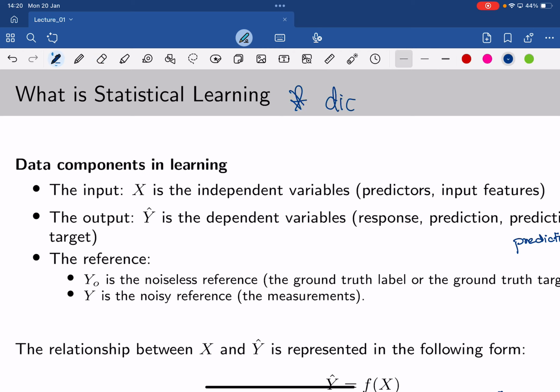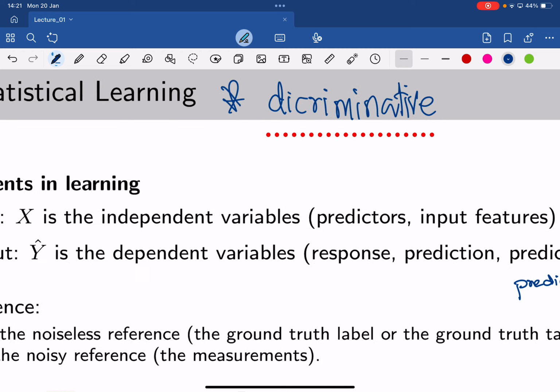When I say it's a discriminative model, as I mentioned before, the output should be within a range. It could be classes, it could be a numerical value within a range. So we are not doing a generative model. A generative model probably requires another course. Okay.